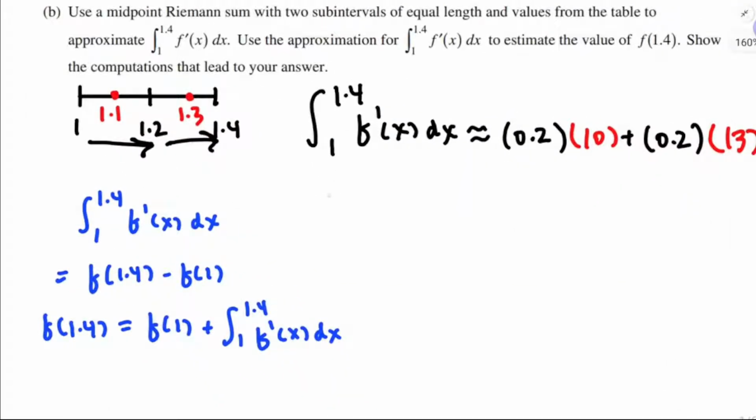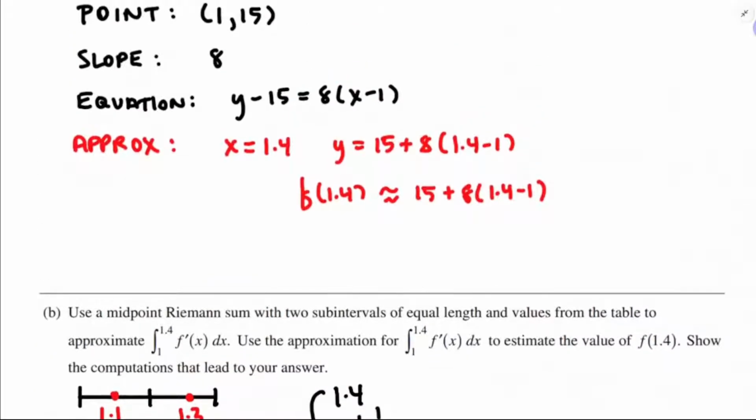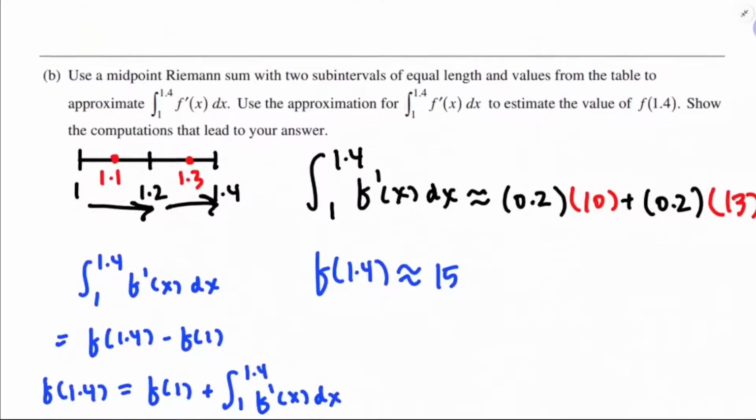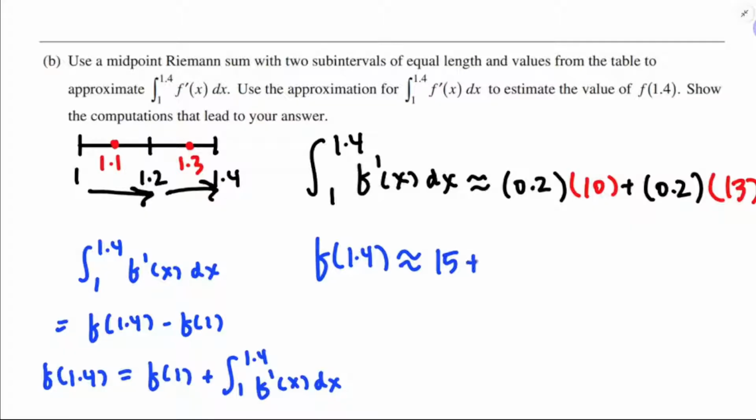Okay, so I'm going to say f of 1.4 is approximately equal to 15. Wait, I'm just going to triple check that, yeah. Okay, 15 plus that integral, which we determined to be about 0.2 times 10 plus 0.2 times 13. Okay, and that's going to be our approximation. We showed the computations that led to our answer.